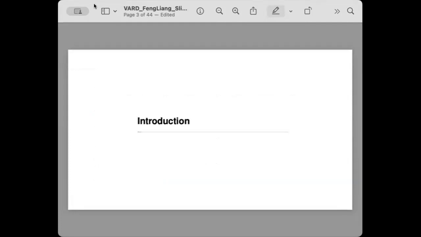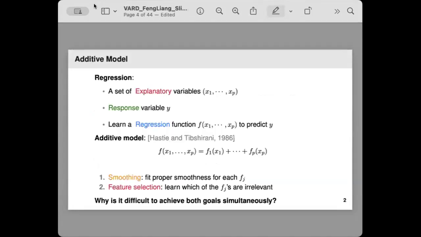For the introduction, we consider a classical regression problem. There are p features and a continuous response variable y. Our goal is to learn a function f that predicts y using a p-dimensional input.